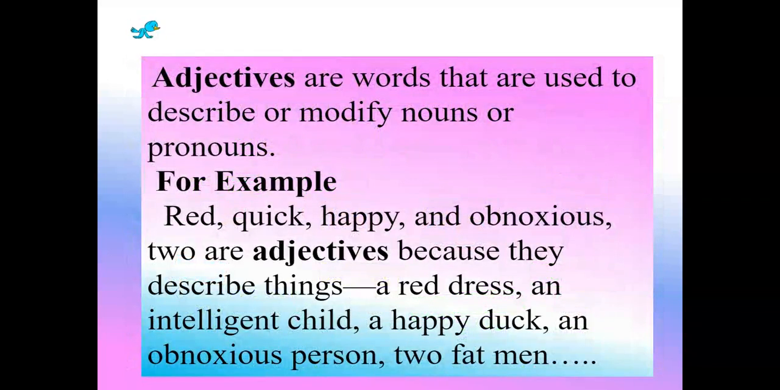So, here, adjectives are words that are used to describe or modify nouns or pronouns. Like when I say a red dress. So, what kind of a dress? What color? Red. The word red is describing the noun dress. An intelligent child, a happy duck, an obnoxious person, two fat men. So I hope you remember numbers are also part of the adjective family.